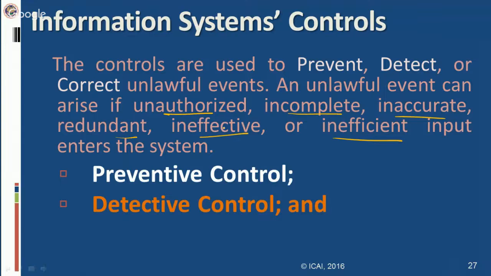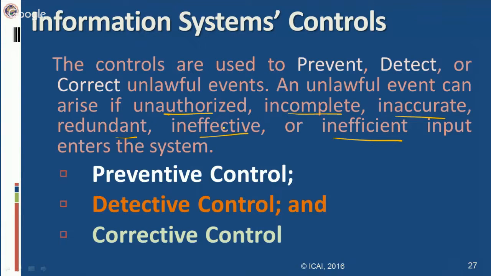So the detective controls are the controls which capture an error. For example, the audit trails or the intrusion detection systems, or when we duplicate-check the calculations. They are all detective controls to see if any error has actually occurred or not.